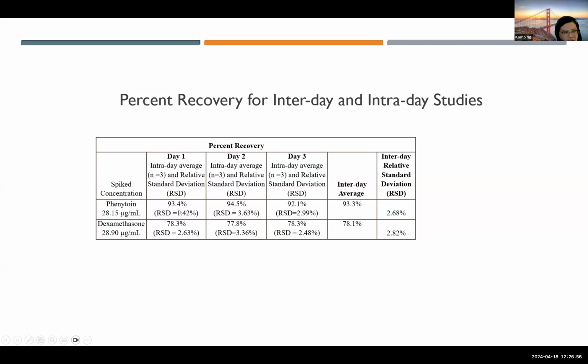For the intraday, for phenytoin it is about 93%, ranging from 92 to 93%. And then for dexamethasone it is around 78%. And the relative standard deviation, which is the measure of how close each measurement is, is very good. It's below 4%. And the interday study, we do it 3 times on 3 different days. The percent recovery is very similar to the intraday, and the relative standard deviation is relatively low.